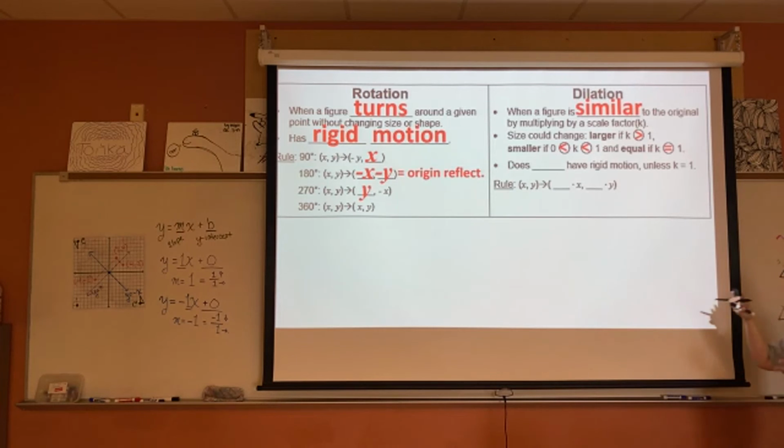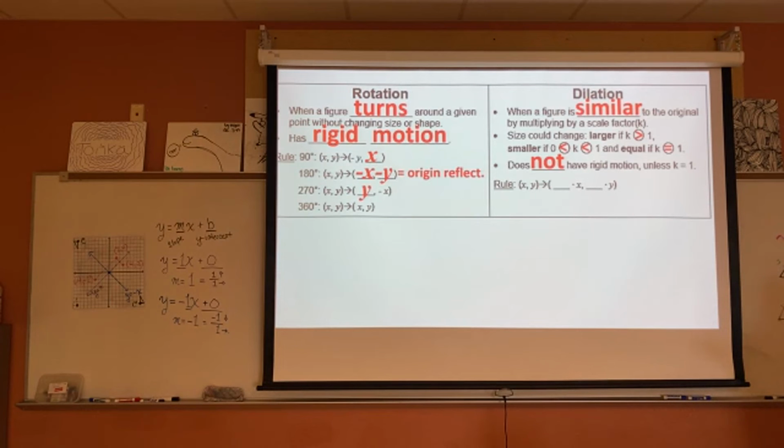So because of the fact that K could equal 1, dilations typically do not have rigid motion unless that value of K is 1, and then it would. You're not going to see that today. We're not going to have any scale factors of 1 in any of our examples today.